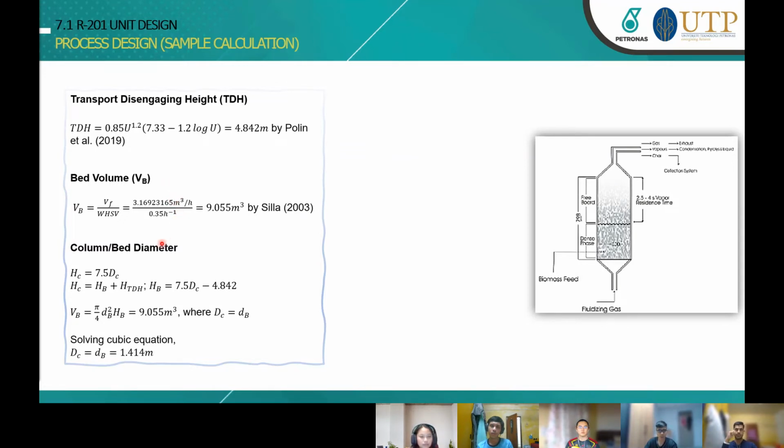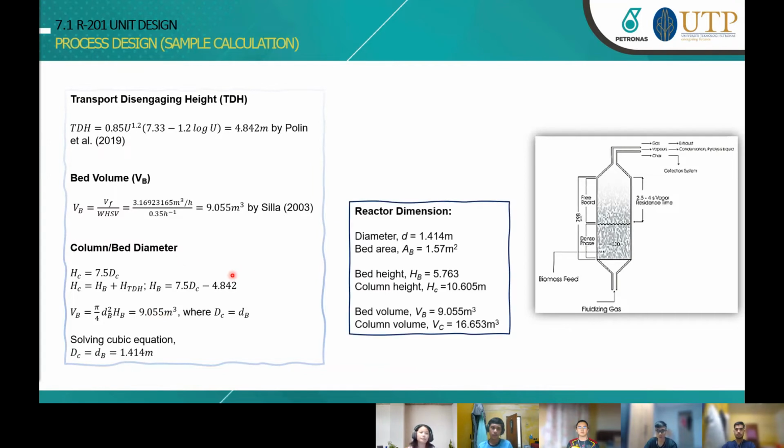The bed volume is then calculated by dividing the inlet volumetric flow rate by the weight hourly space velocity obtained from literature, which is 0.35 per unit hour. The column height to diameter ratio of 7.5 is typical in industry. The column height is basically the sum of the bed height and the TDH. Arranging these relationships in the form of simultaneous equations, the diameter can be solved, which is 1.41 meters. The computed diameter is then substituted back into the previous equations to compute the column height, the bed height, and the bed area. The computed dimensions of reactor R201 are shown as follows.